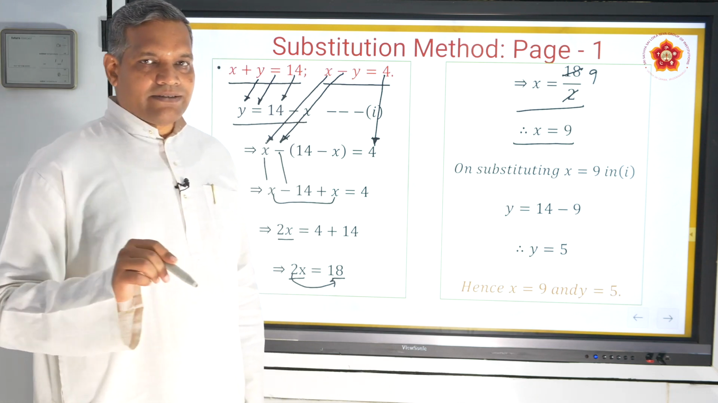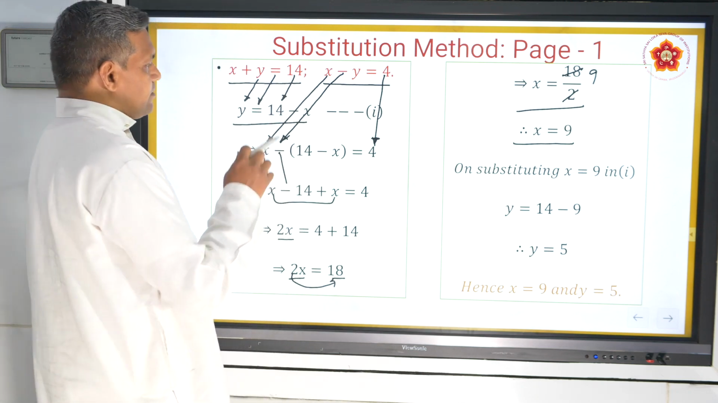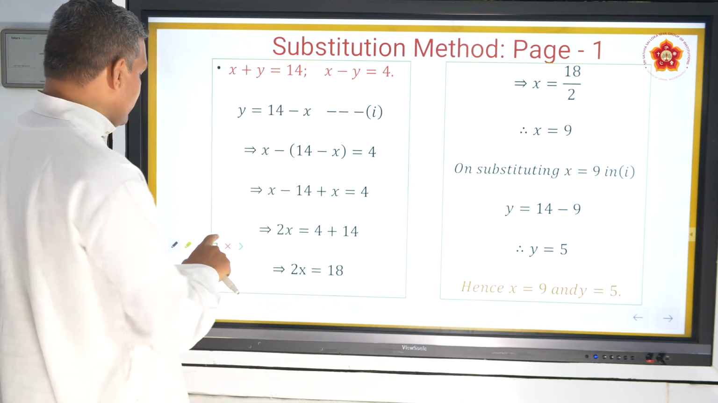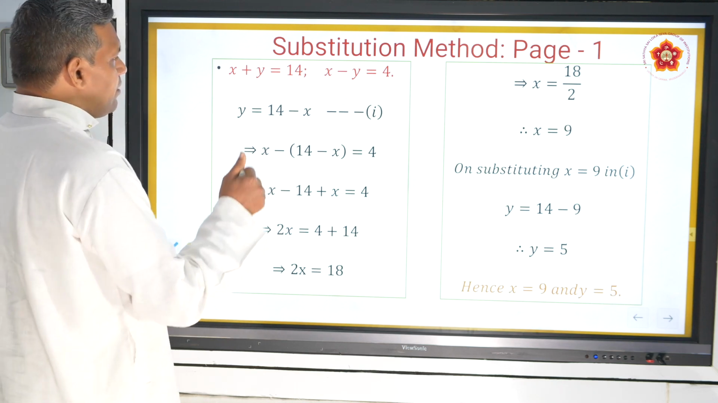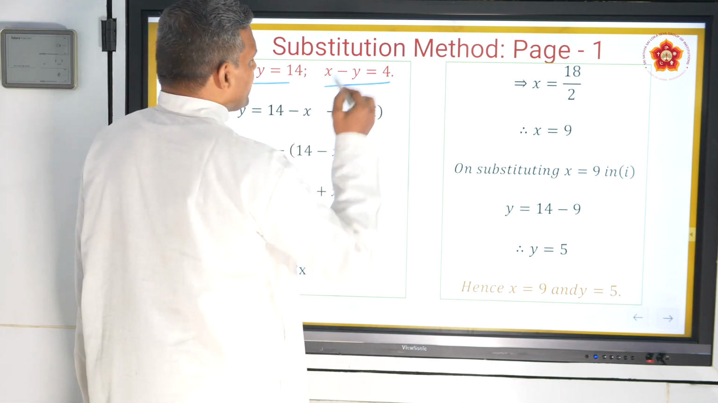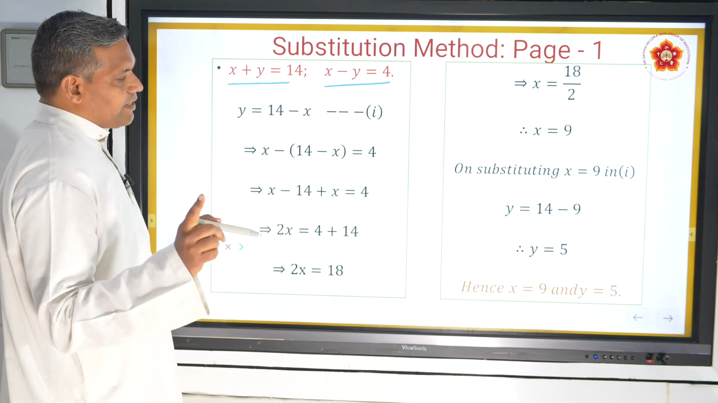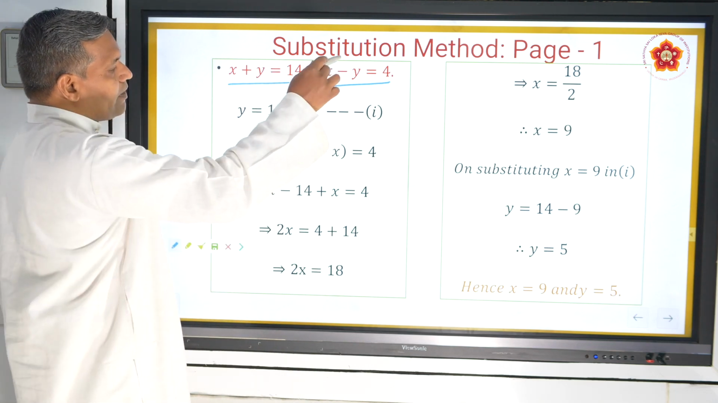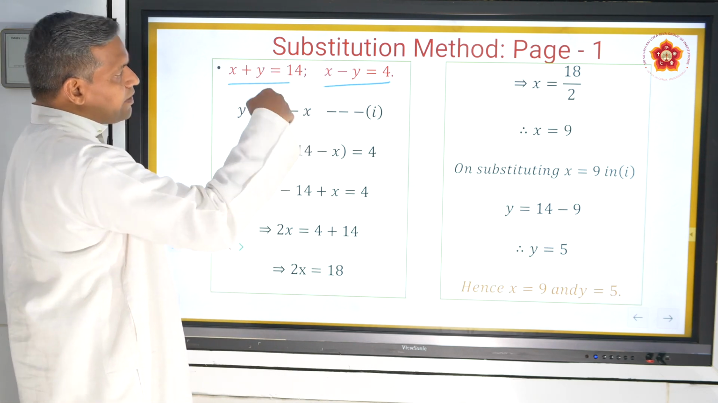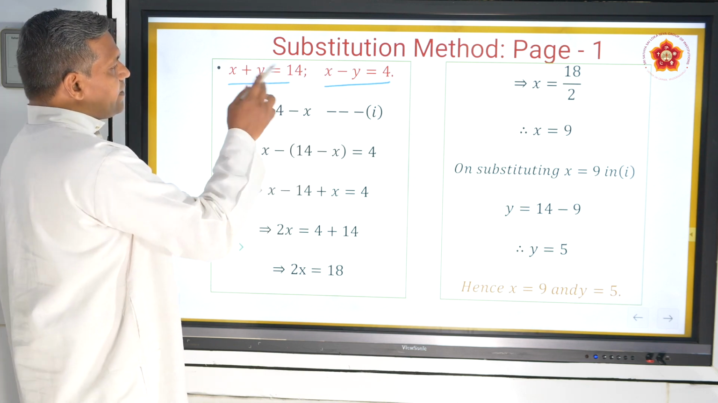I repeat very quickly. This time you catch me fast. So let me erase all the things that I've written. Look, this is the first equation, this is the second equation that I got. First step, what did I do in the elimination, substitution method? I substituted one of the values into another equation. Which equation have I taken? This.